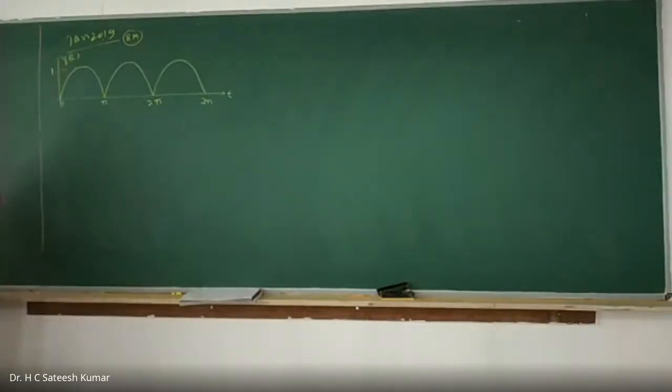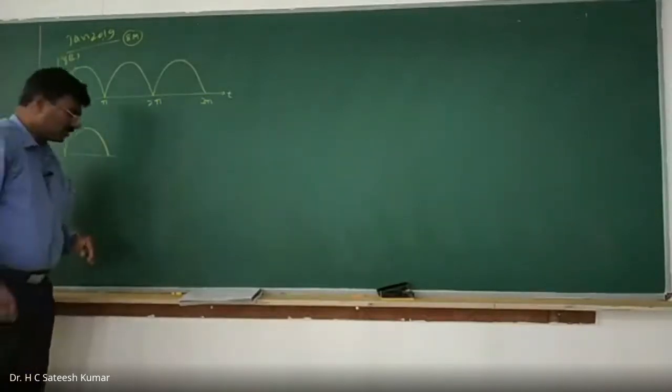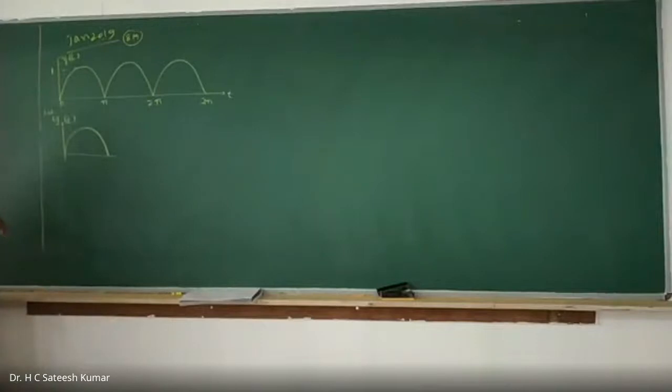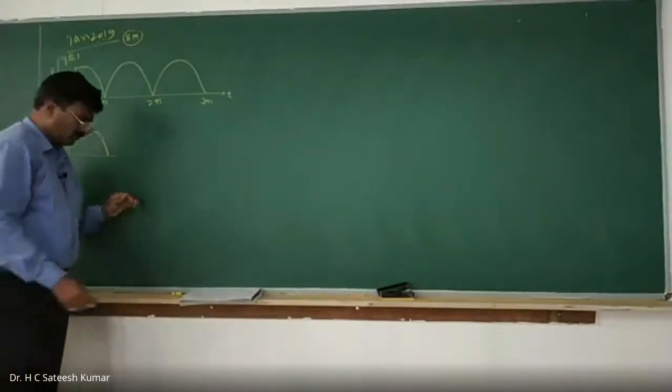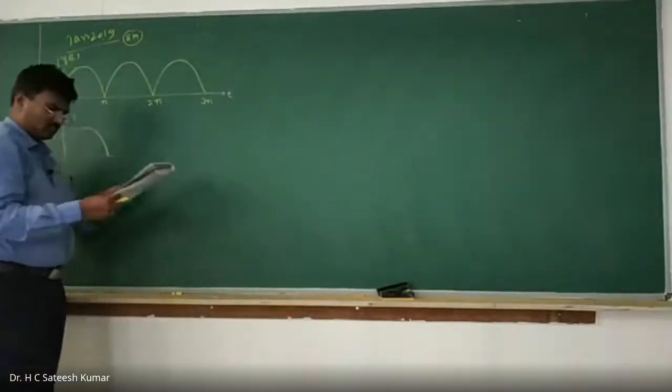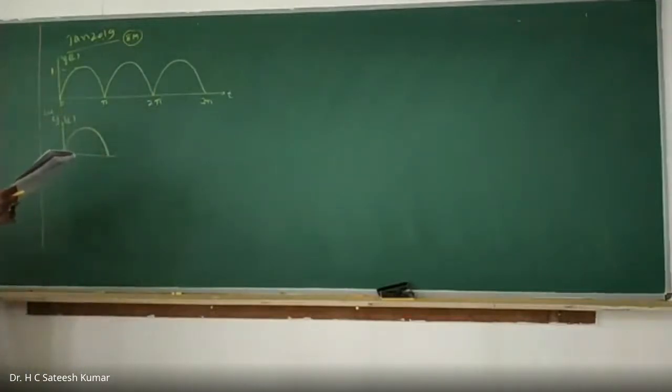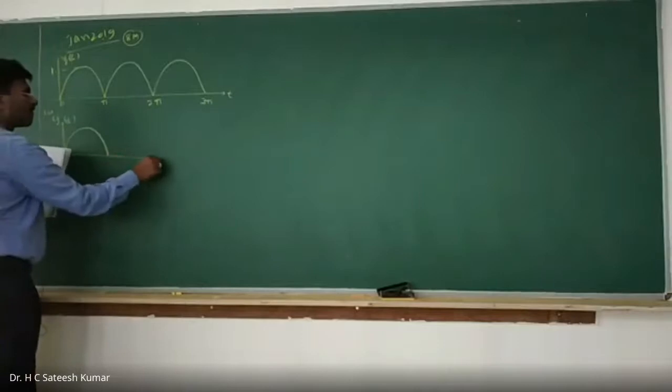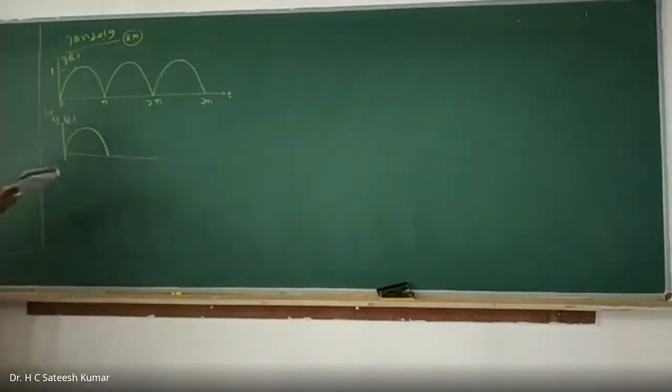Now, this y1 of t, let y1 of t be equal to only one cycle, half cycle. So y1 of t is a sinusoidal waveform. Complete one sinusoidal signal: u of t sin omega t.